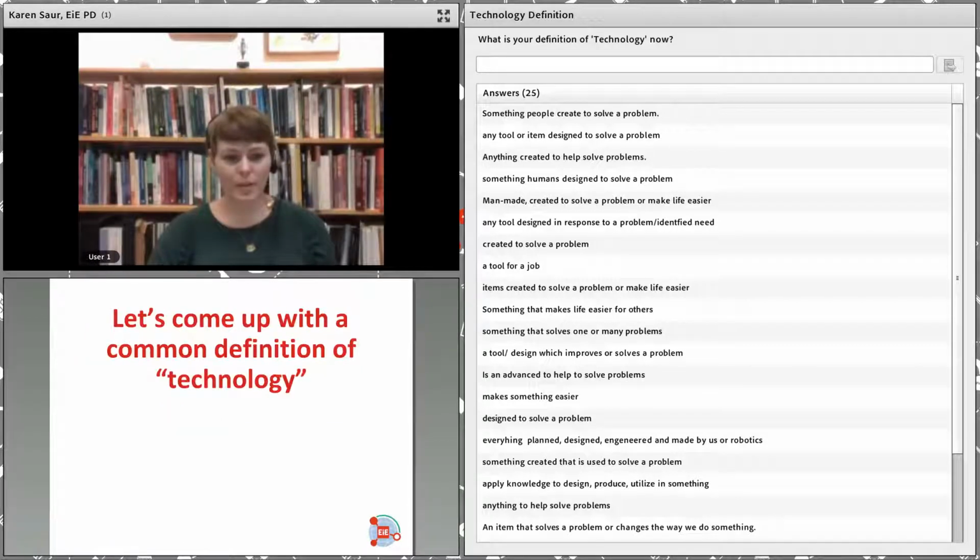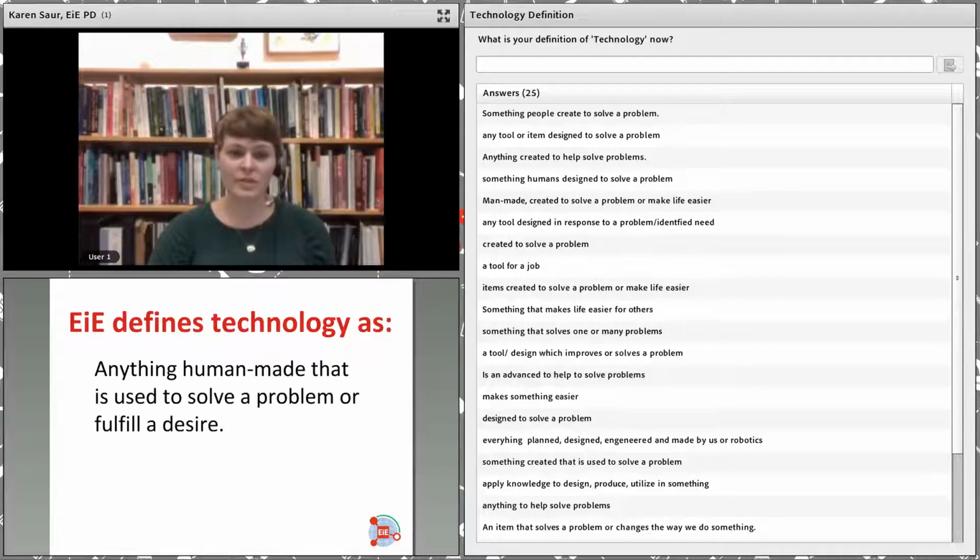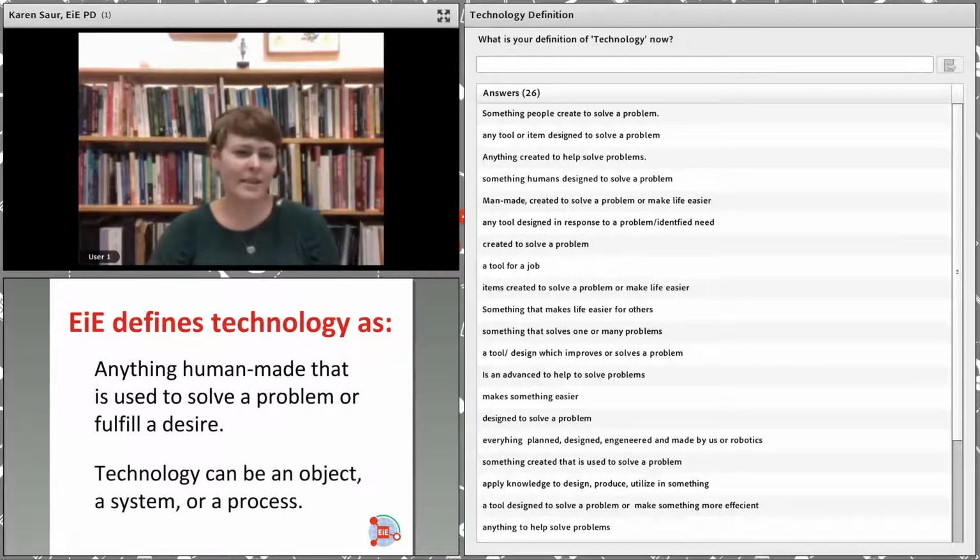So I'm going to share with you EIE's definition of technology. This is the one that we use when we think about coming up with engineering activities for students. So we really focus on the human-made aspect, anything that is human-made that is used to solve a problem or fulfill a desire. That's something that we didn't really address. We just really talked about solving problems. But when it comes to fulfilling a desire, you know, there's other things out there. Maybe my iPod doesn't so much solve a problem, but fulfill a desire of, I want to listen to music when I'm running. But then again, maybe that is a problem too, because I'd be running without music.